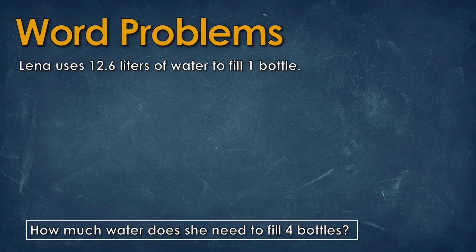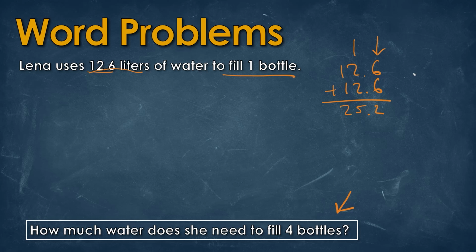Looking at this word problem, it's asking how much water does she need to fill 4 water bottles? And the question says that she uses 12.6 liters of water to fill 1 bottle. So if we have 4 of those, that means we're going to need to add 12.6 4 times. So we're going to start by looking at 2 values. Starting on the right, we're going to add 6 and 6, and that's going to be 12. So we'll put the 2 here. We're going to carry the 1 over. Now we're going to add 1 plus 2, which is 3. Plus 2 is going to be 5. Then we'll add 1 plus 1, which will be equal to 2.